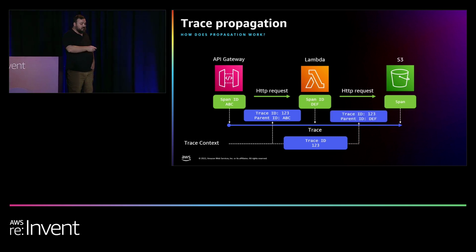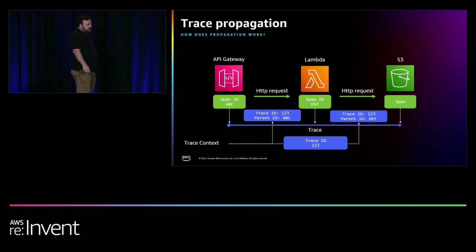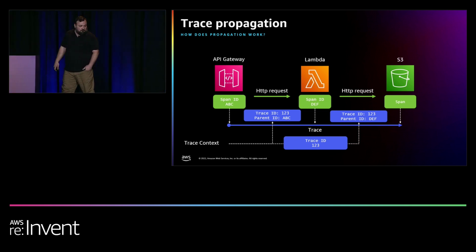And then that context is then passed further downstream. So the trace ID remains the same, 1, 2, 3. But the parent is different because when this gets passed to S3, it's a different parent.